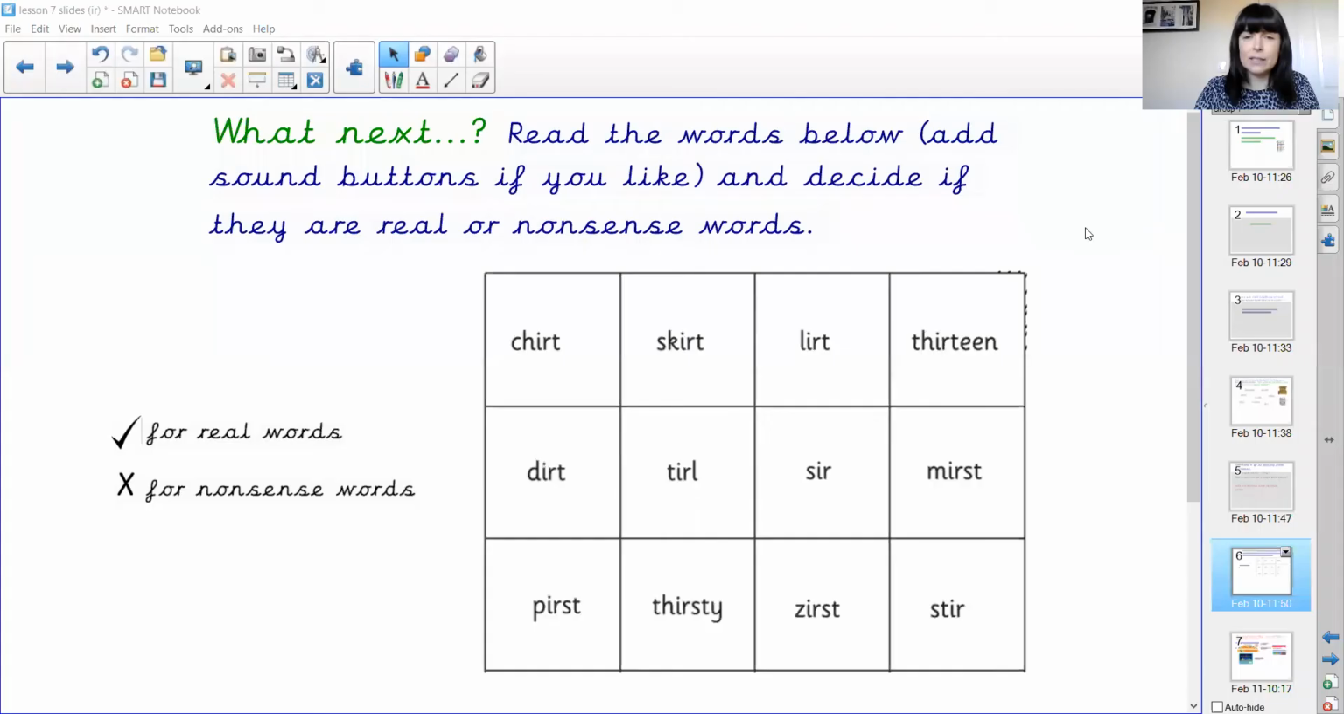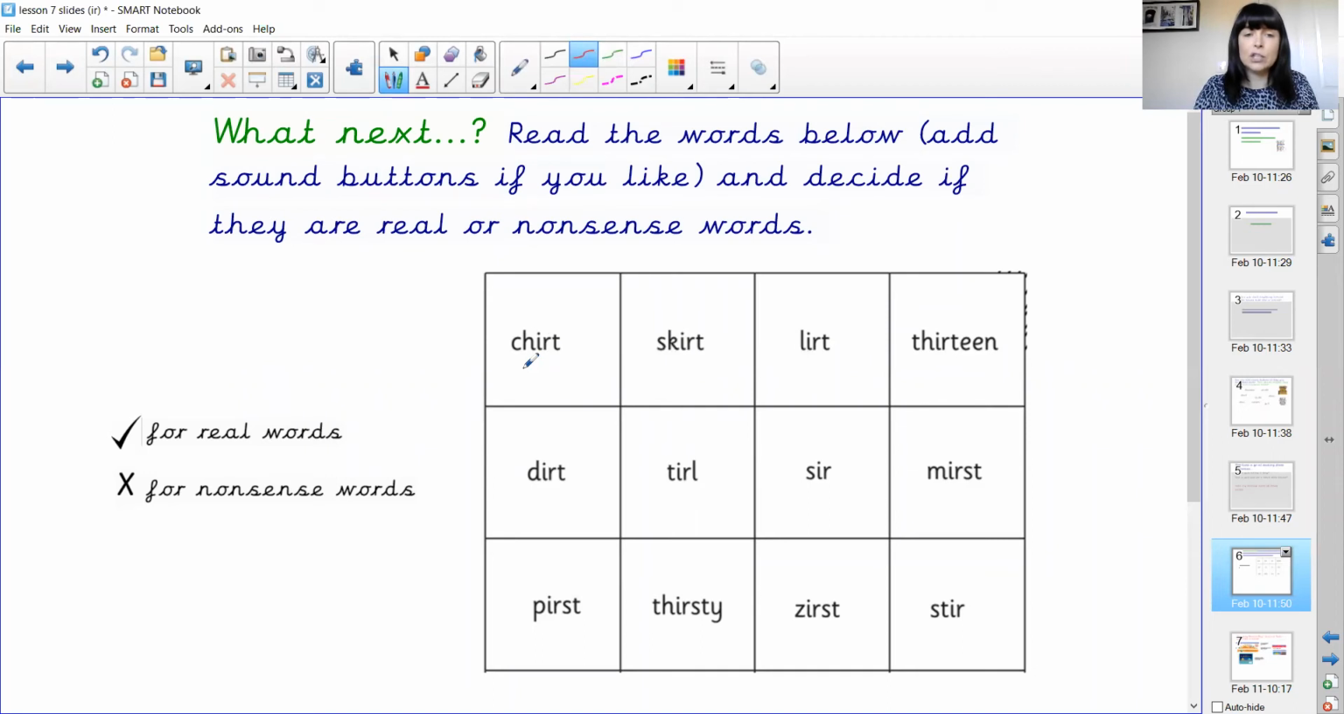Hi everyone, welcome to our next Phase 5 phonics lesson. We'll start the lesson by going back through the activity that we set in our last lesson to see how you got on. So we were looking at the sound with the I and the R, and you have this list of words to go through and check. So I'm just going to read them back to you and we can give them a tick or a cross, depending on if they're real or nonsense words.